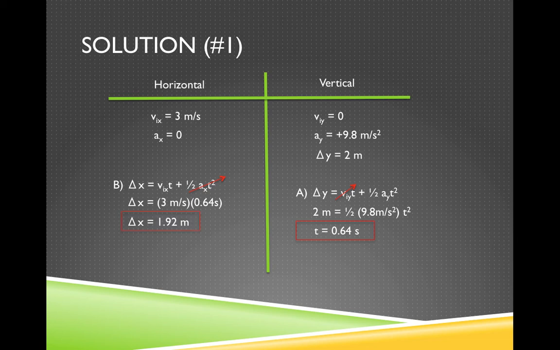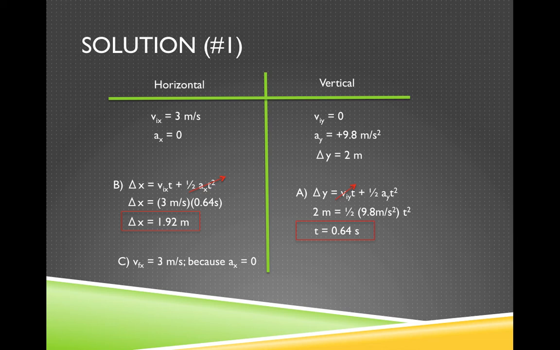Solving for the displacement, we find that the mouse lands 1.92 meters away from the base of the ledge, so this is where the trampoline should be placed. Part C asks us to find the resultant velocity. Resultant velocity includes magnitude and direction.